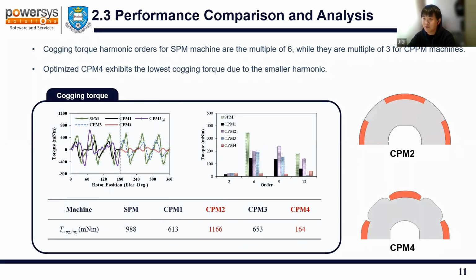Here shows the comparison of the cogging torque. Here we can see that from the spectra, the cogging torque harmonic orders for the SPM machine, shown in the green bar here, are the multiple of 6, while for the consequent machine, they are the multiple of 3, which is the same as the previous analysis. For the CPM2, which can achieve the highest output torque, it has the largest cogging torque, since it has the largest harmonics, as shown in the previous slide. And for the CPM4, it exhibits the lowest cogging torque due to the smaller harmonics.